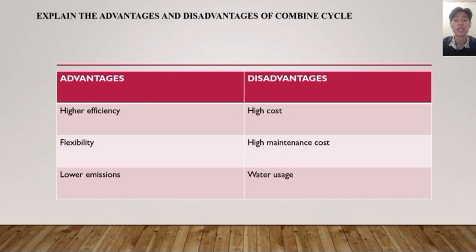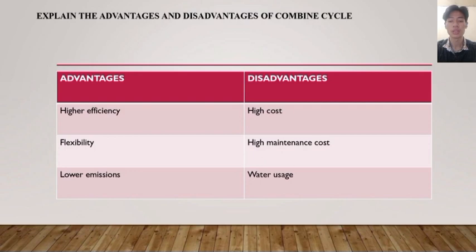Next is flexibility. Due to the presence of both gas turbines and steam turbines, it can be rapidly ramped up to meet peak demand and then derated as demand decreases. This adaptability allows it to provide electricity on demand and assure grid stability. Lastly is lower emissions. Because the combined cycle power plant is more efficient than conventional power plants, it emits less greenhouse gases such as carbon dioxide and nitrogen oxide.